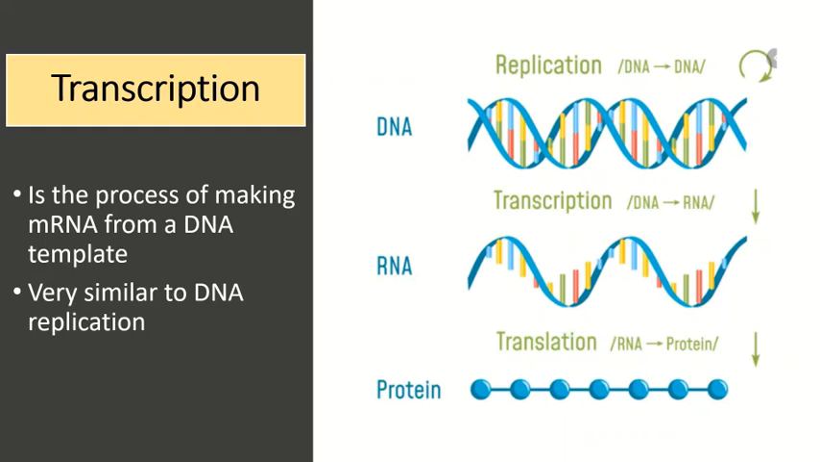From transcription, when you produce RNA, the RNA will then leave the nucleus and go to the ribosome in the cytoplasm. You know that the ribosome is not located in the nucleus; it is located in the cytoplasm. There you will soon have the translation process.